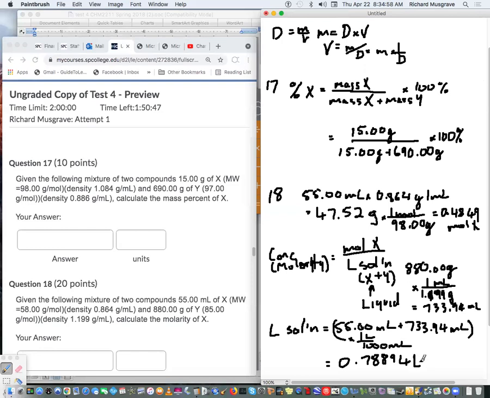So that's the liters of solution. So as I said, it's moles of X divided by liters of solution. Now the moles of X is 0.4849 moles of X, and divide that by the liters of solution, which came out to be 0.78894 liters. And that'll give the answer that you want there. Does anybody have any questions about number 18?